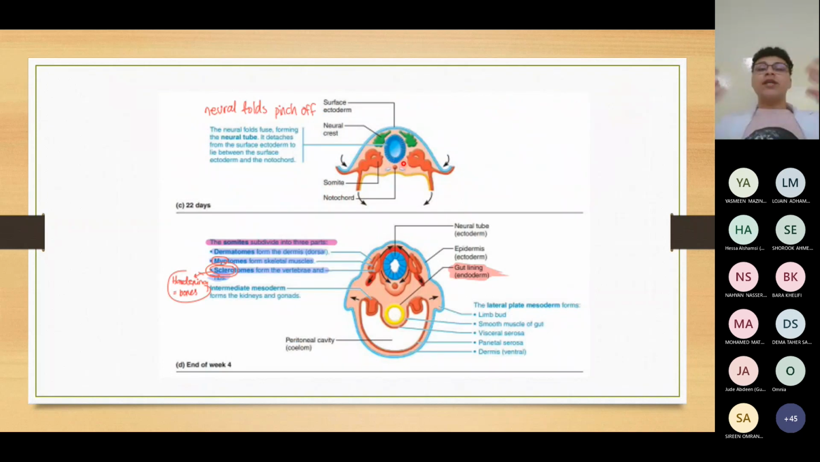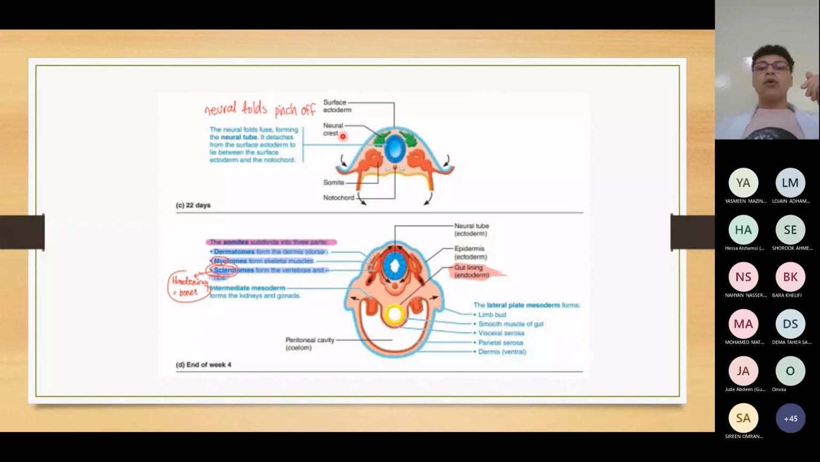This neural tube is going to be the central nervous system. What do we mean by central nervous system? The brain and the spinal cord. Spinal cord and the brain, they are the central nervous system. I mentioned before the neural crest too. The neural crest is going to form the peripheral nervous system. The peripheral nervous system is basically all the nervous system except the brain and the spinal cord. That's the peripheral nervous system, if you guys don't know it.